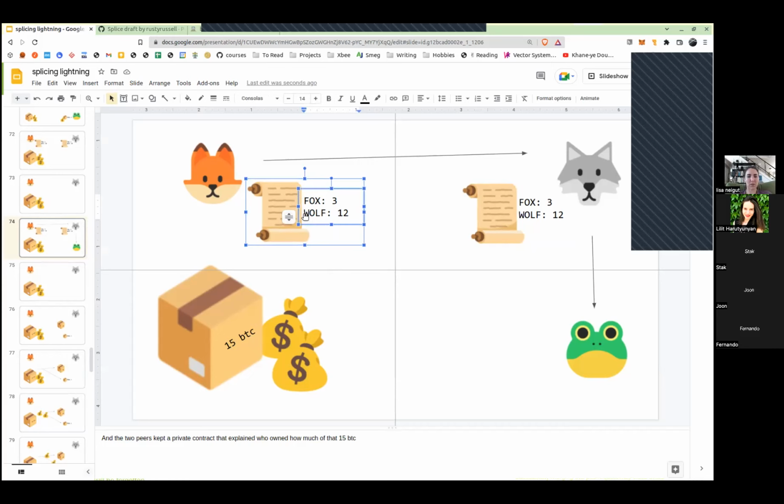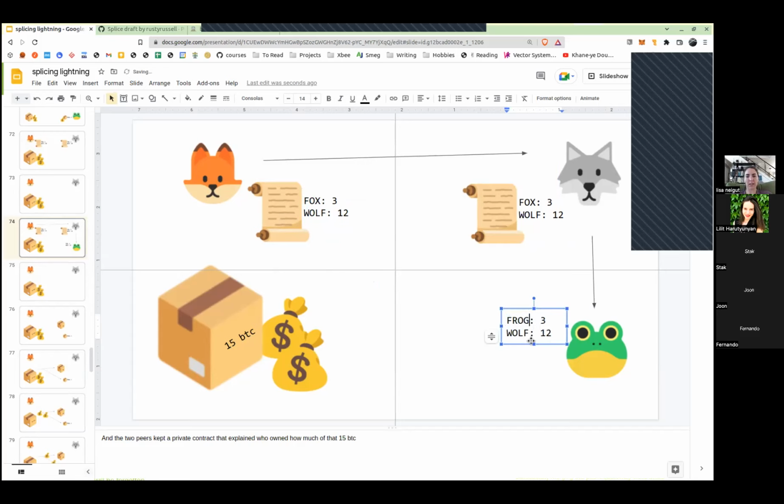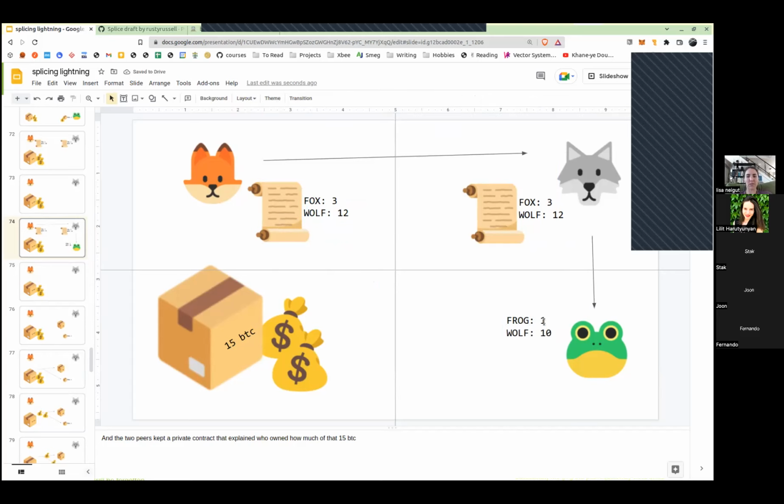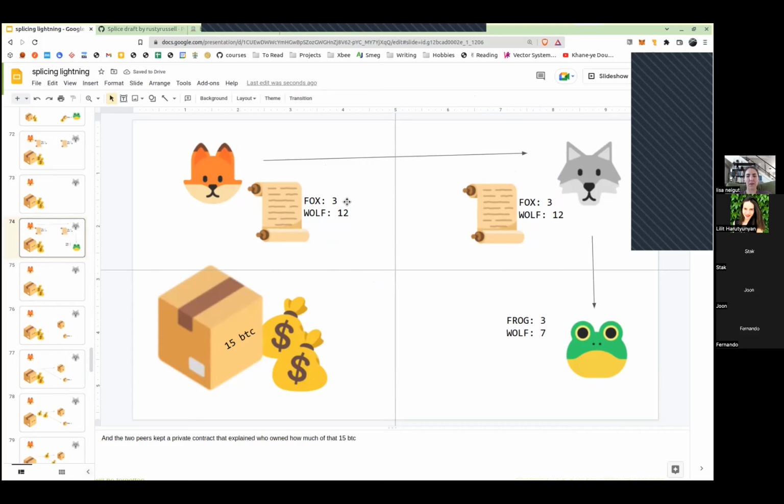So let's copy this. Now let's say instead it's Frog and Wolf, right? And let's say they had 1 and 10. After the payment gets put through, Frog has 3 and Wolf only has 7, right? So you would push a payment this way through the Lightning Network. This is through the contracts. The contracts are getting updated. That's Lightning, that's off-chain contracts.